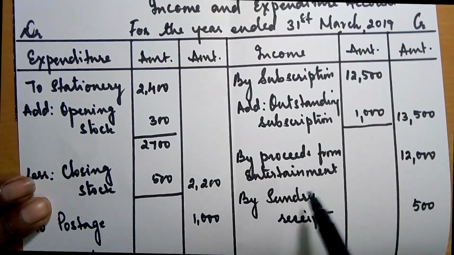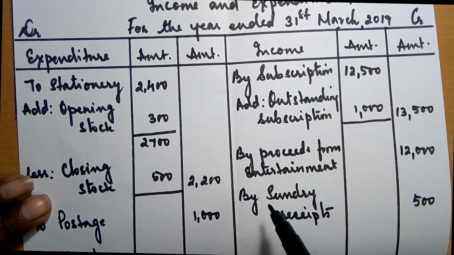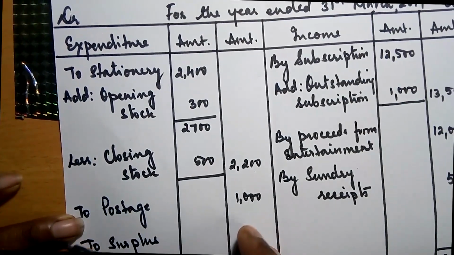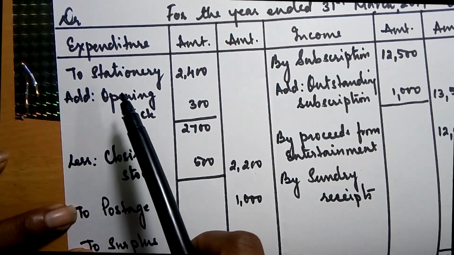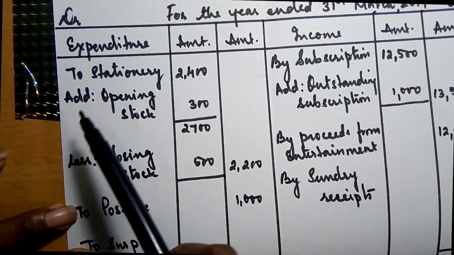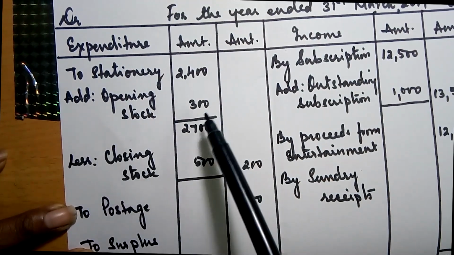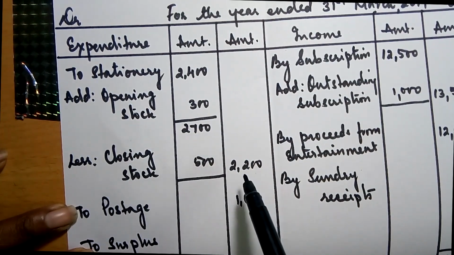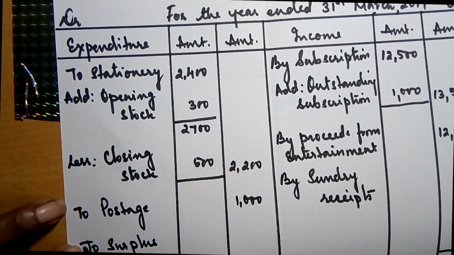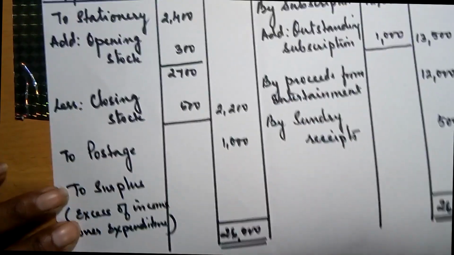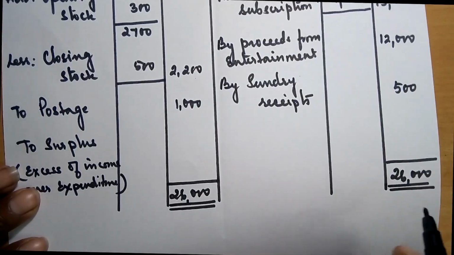Then by proceeds from the entertainment 12,000. By sundry receipt 500, we keep it over here. Now let's see the expenditure side. So on the expenditure side, to stationery, from the question, we write over here 2,400. Opening stock is given, so we add the opening stock 300 and we get 2,700. We less the closing stock 500 and the answer we take out is 2,200. Then to postage 1,000. Then we add the income side and we get the total of 26,000.